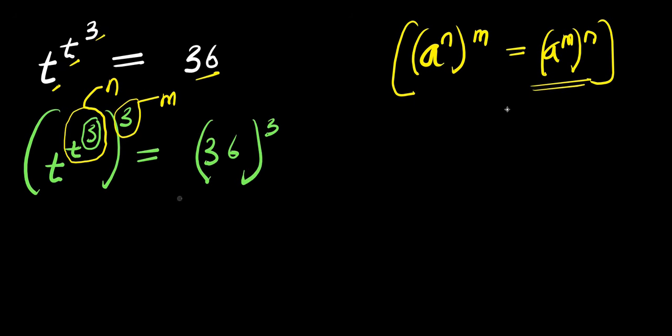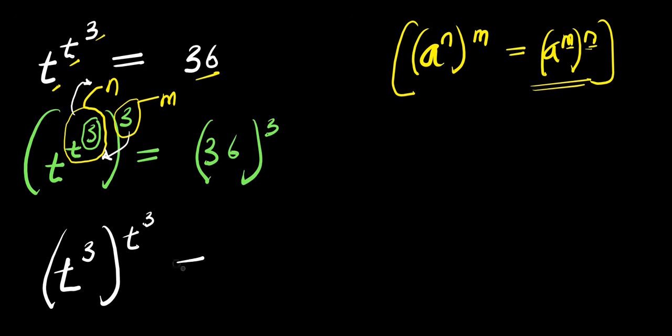Remember, the n is now inside the bracket, which is the 3, and the n is outside the bracket. So that's exactly what we are going to do here. That means this 3 will come inside the bracket, and the t^3 will then go outside the bracket. So we are going to have t to the power of 3, this 3 being our n, now inside the bracket, raised to the power of t to the power of 3, and this equals 36 to the power of 3.